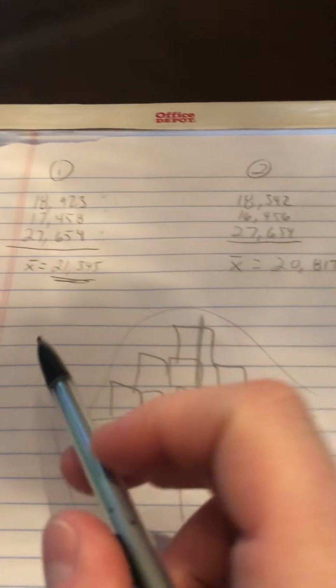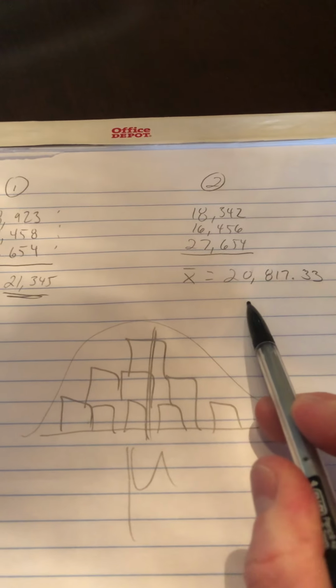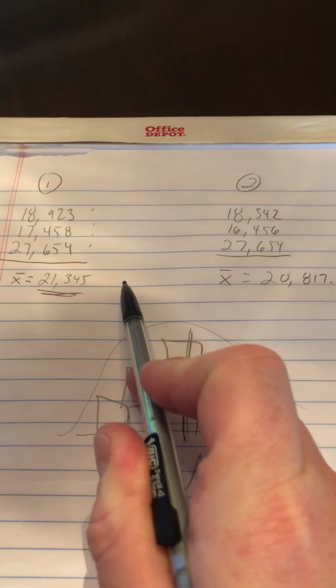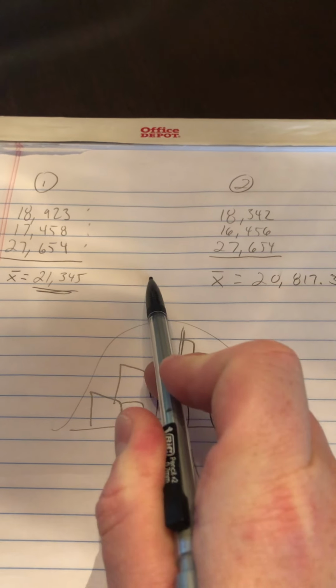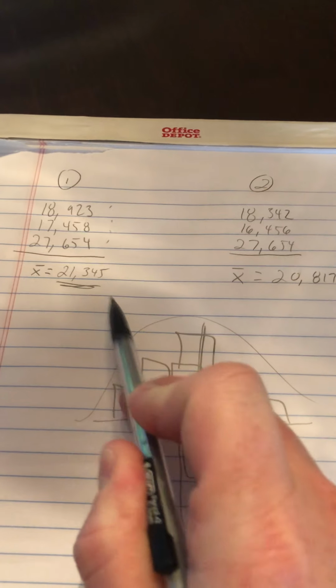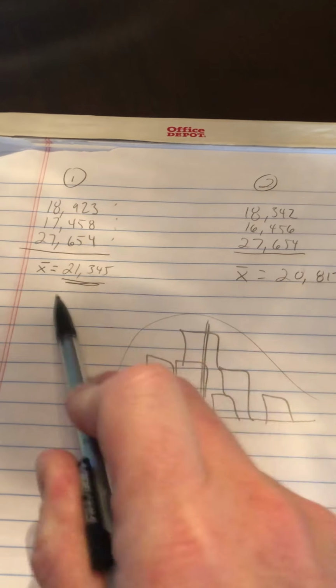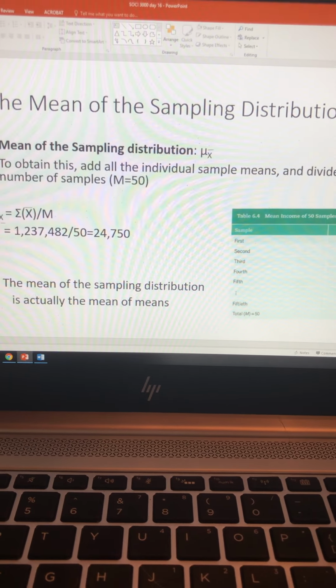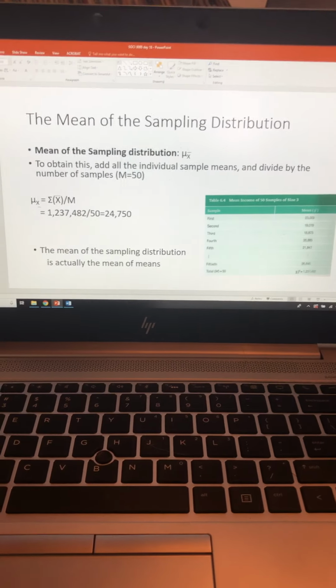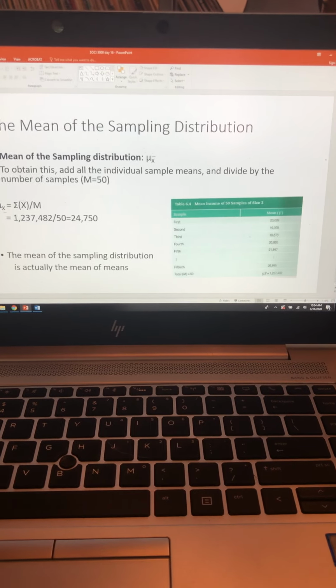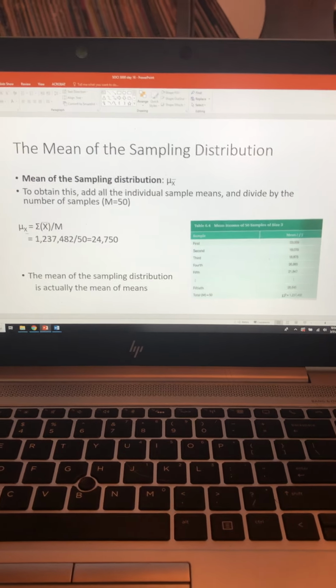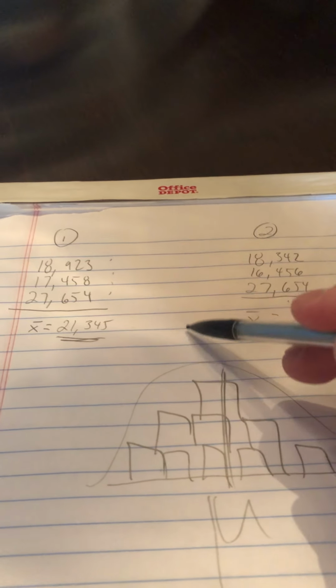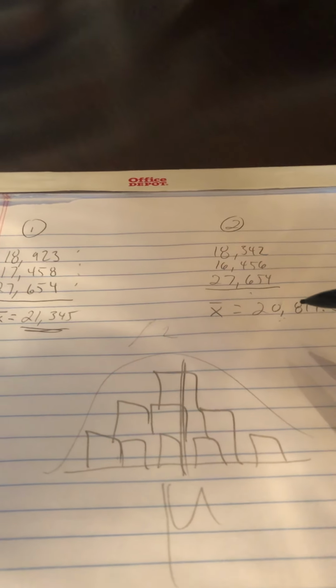So in this case, we took 2 samples. Here's one sample mean, here's another sample mean. I could get the mean of means by adding these 2 together and dividing by 2. That would be a mean of 2 means. So the mean of the sampling distribution is obtained by adding all the individual sample means and dividing by the number of samples, just like we did here. We only got 2 sample means.